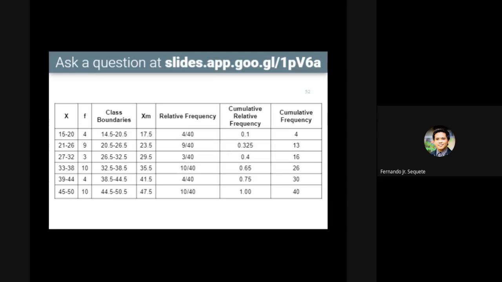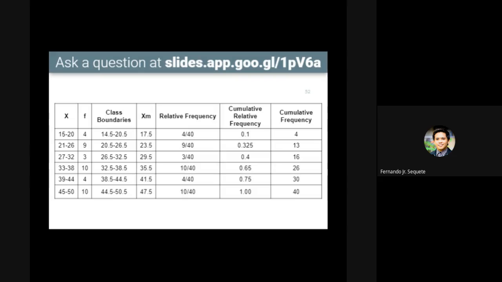Sir, saan nakakuha yung 4? Yung 9, yung 3, yung 10, yung 4 at saka 10. Nakukuha siya by writing your F value as a numerator. So since ang frequency natin is 4, therefore this is 4 over 40. That is your relative frequency. Nakuha kung paano kinuha ang relative frequency? Yes, sir. Okay, very good.